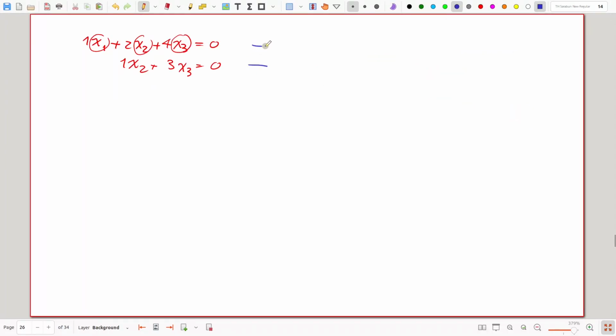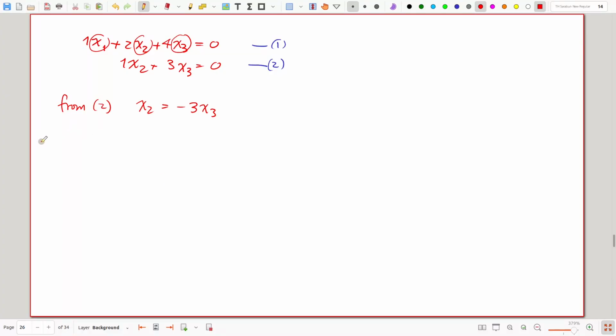Okay. So this is my first equation. This is my second equation. So from the second equation, we have that x2 equals minus 3x3, right? Okay, and we can take this and plug it into equation 1.